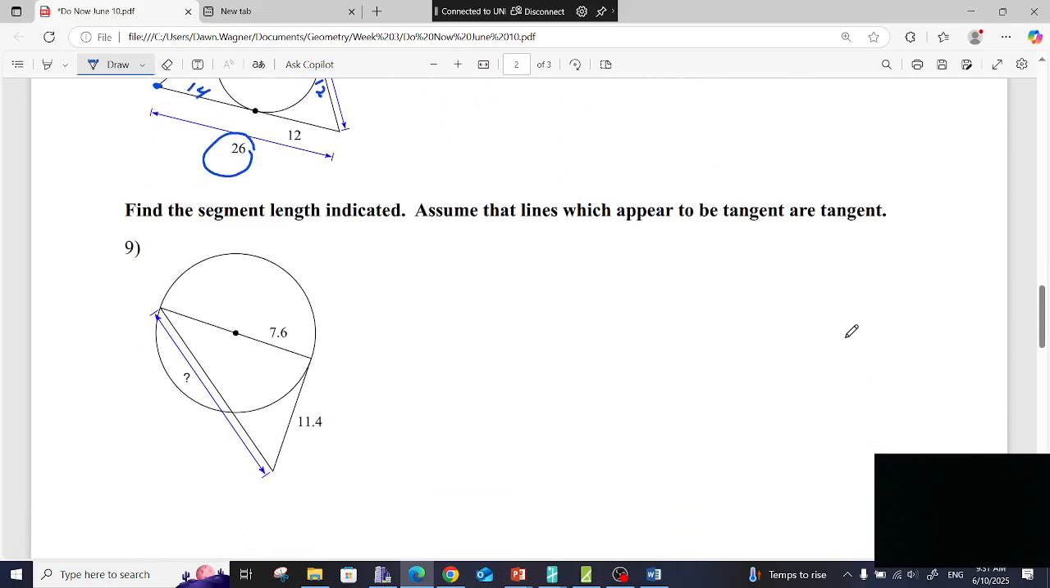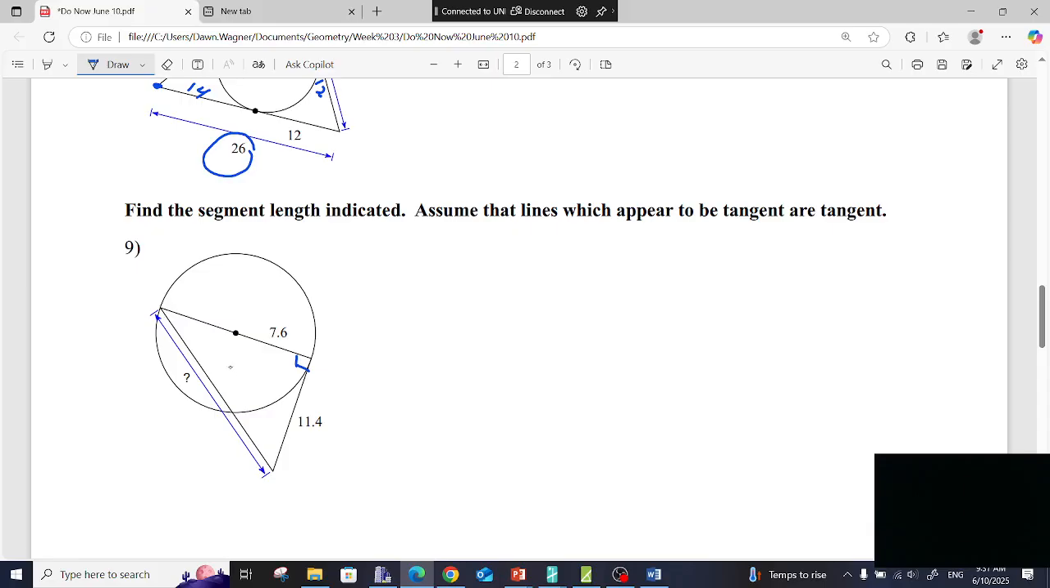Okay, so here it says that if it's tangent, we're going to assume that it's tangent, right? And what kind of angle does a tangent line make with a radius or a diameter to a circle? So this is a right triangle right here. If this is a right triangle, I can use Pythagorean theorem, right? To find this secant. No, it's not a secant because it doesn't pass just the segment.